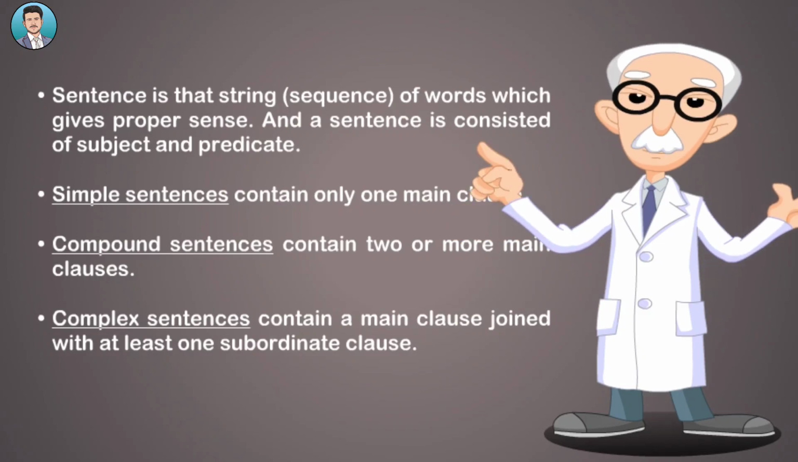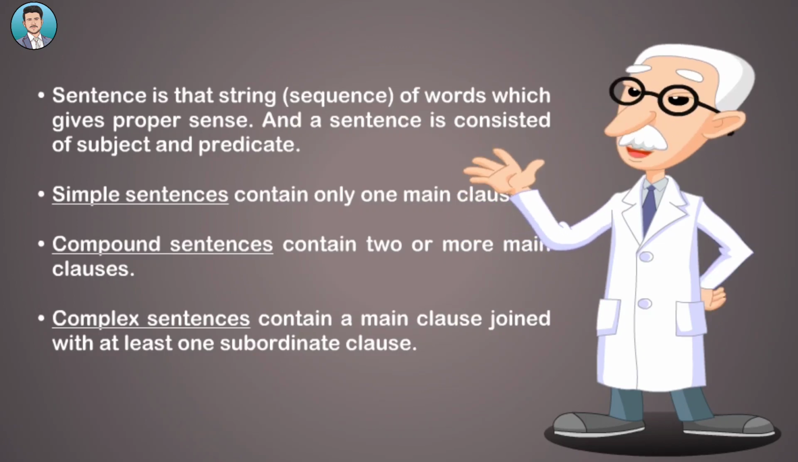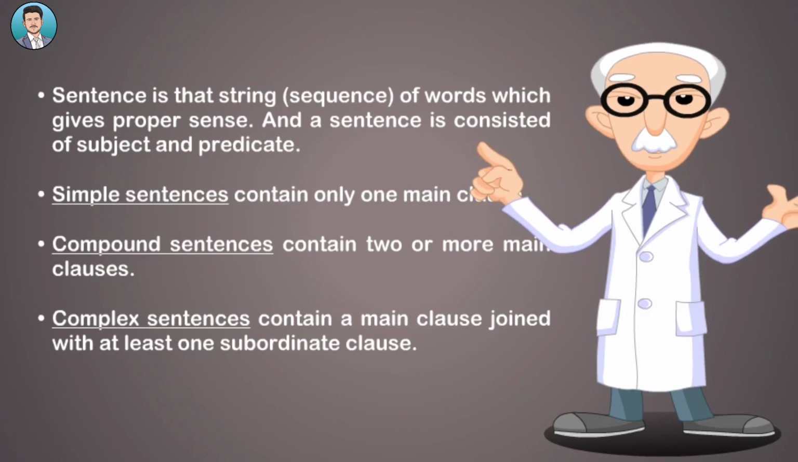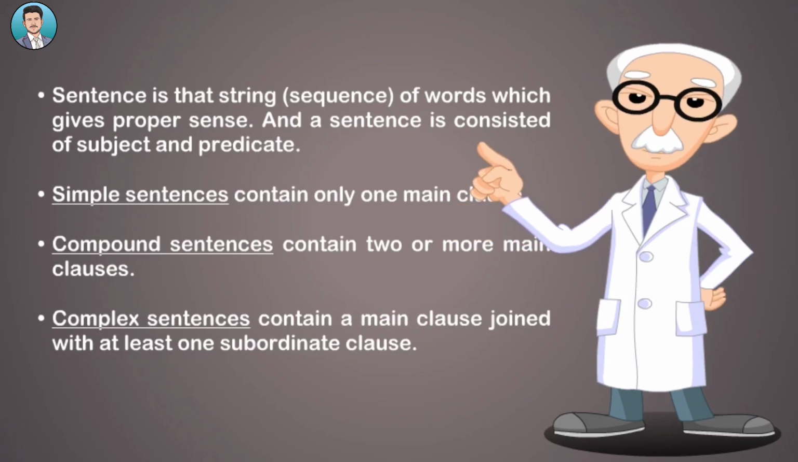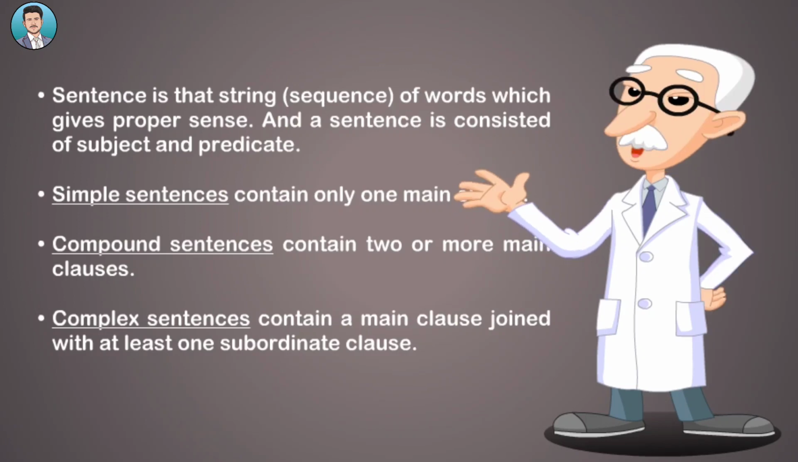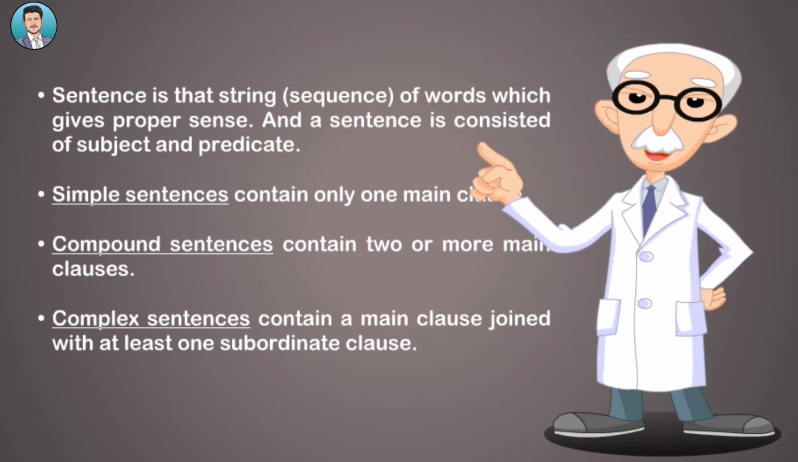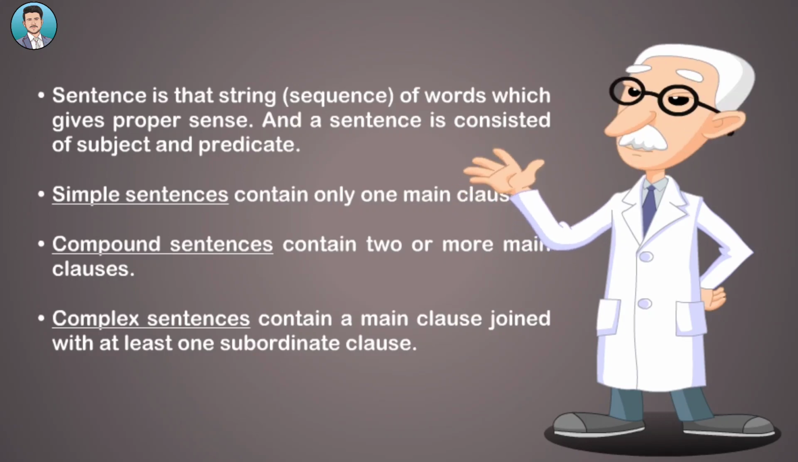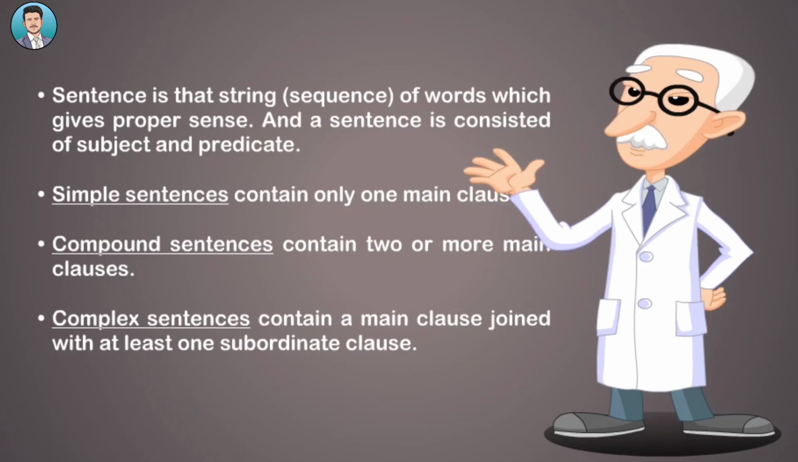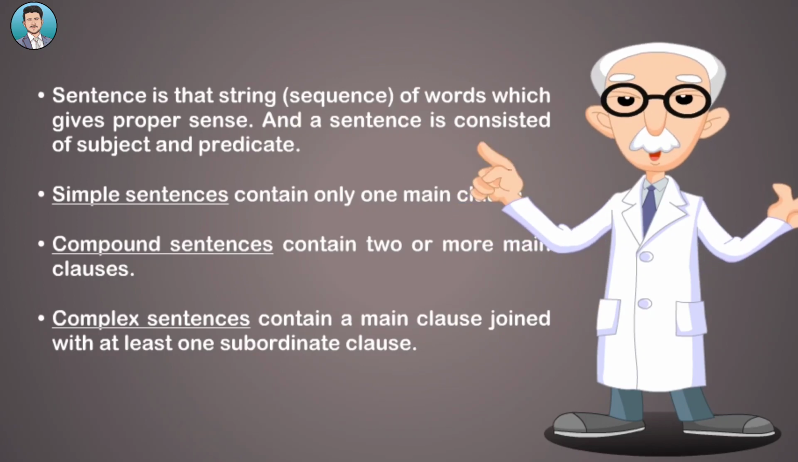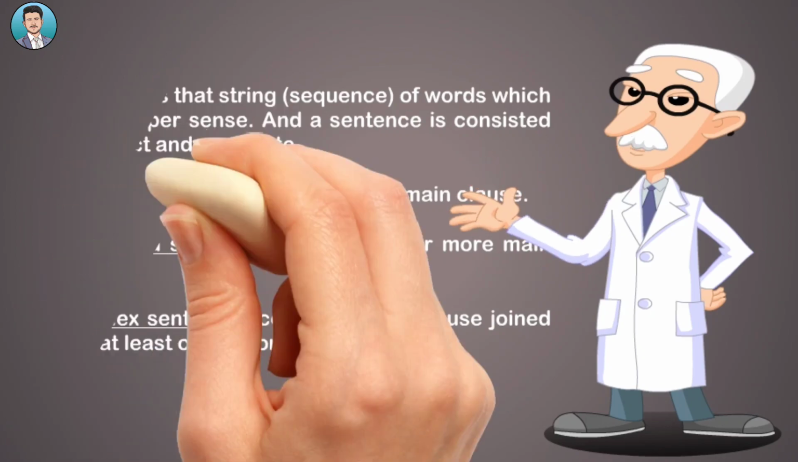So now, what are simple sentences? Simple sentences are those sentences that contain only one main clause, whereas compound sentences contain two or more, but again only main clauses. On the other hand, complex sentences contain a main clause joined with at least one subordinate clause. Well, these are just definitions. We can understand them better only with the help of examples. So, let's go to the examples.